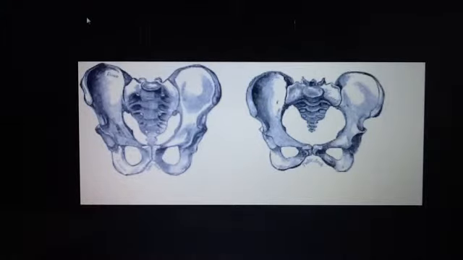Okay, we're looking at the male pelvis and the female pelvis. So just take a look and see if you can notice any differences.